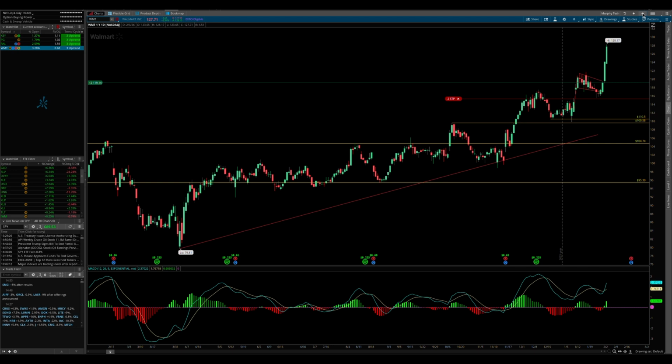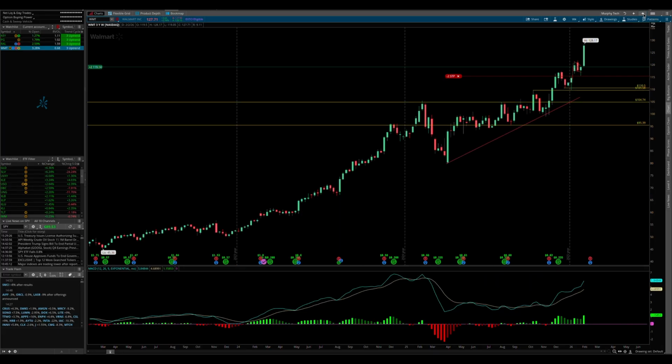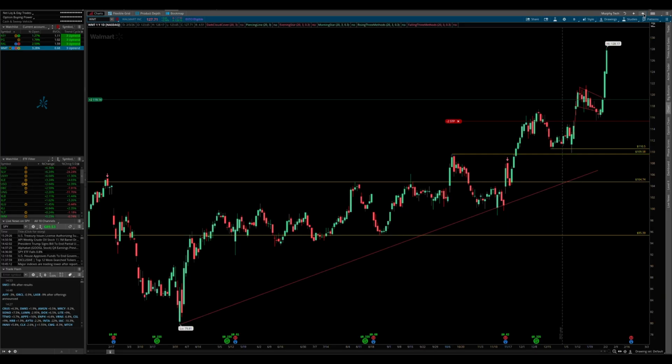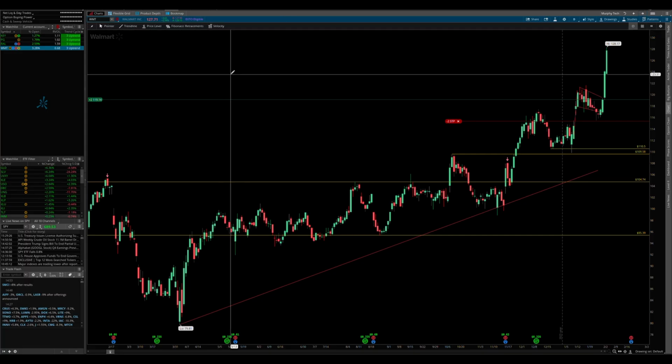Just to look at, see where the momentum is. That's all I use it for. I'm not using it for signals or anything. I use price action for signals. Weekly MACD. This one is just these.